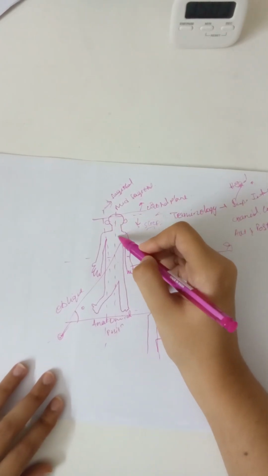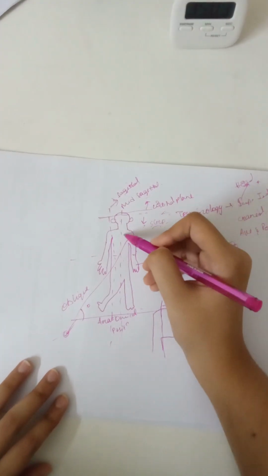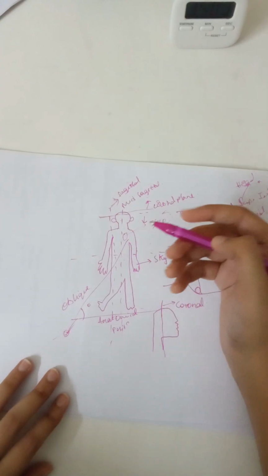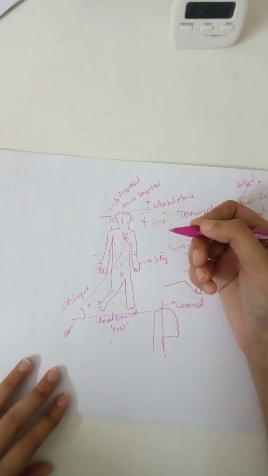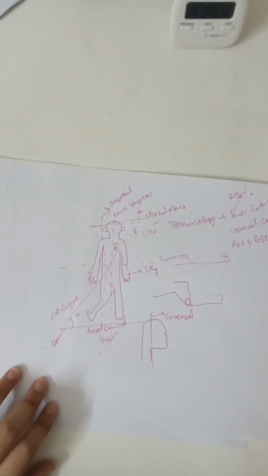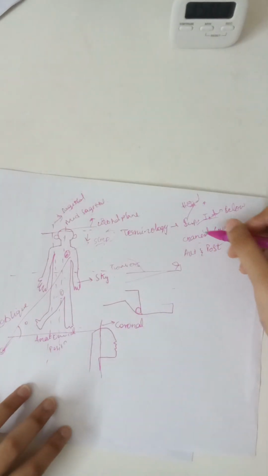For example, heart is superior to urinary bladder. Inferior. Urinary bladder is inferior to heart. Cranial and caudal, which is also the same.